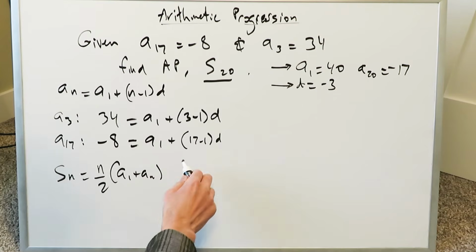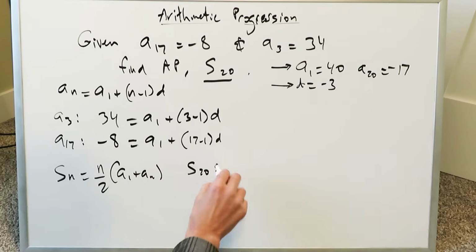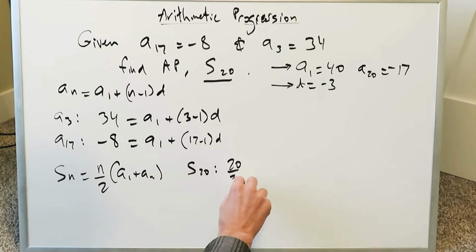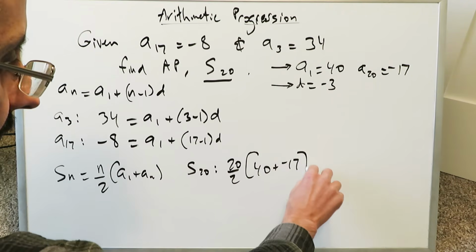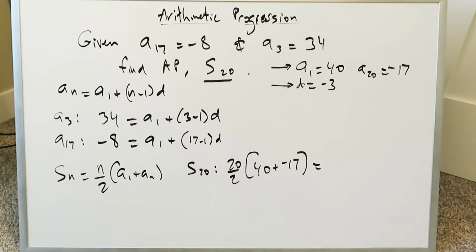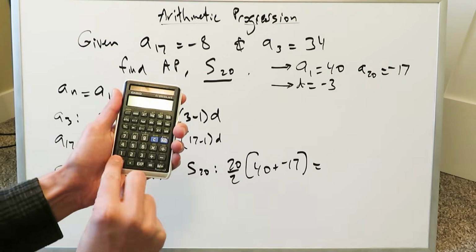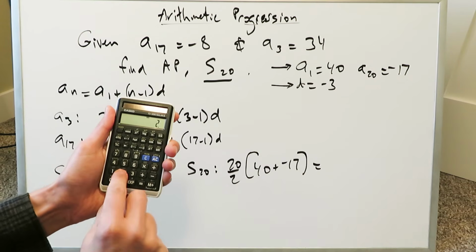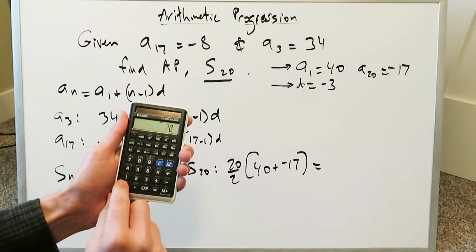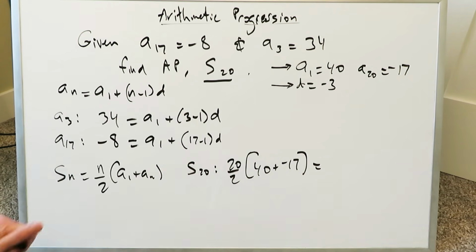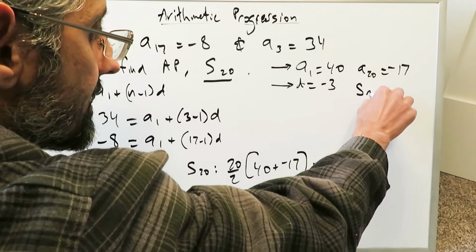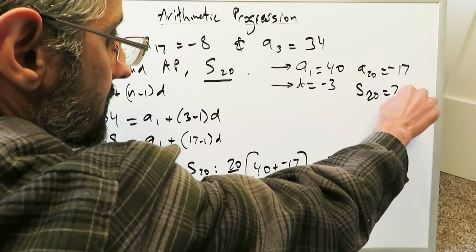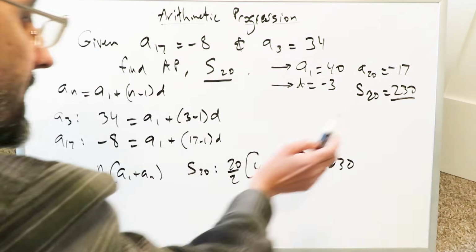What I've done is make a little space. So let's do S20. What is S20? It's going to be 20 divided by 2 times your first term, which is 40 plus minus 17. Run this through on your calculator and you get the sum of the first 20 items of this progression. 40 minus 17 divided by 2, multiply that by 20 and you get 230, and that answer would be right, 230. So S20 is equal to 230, and that answer should be right.